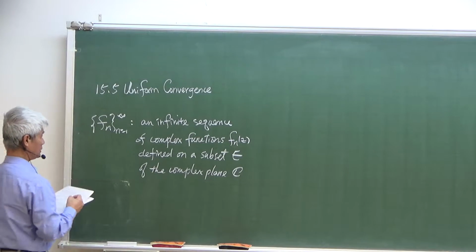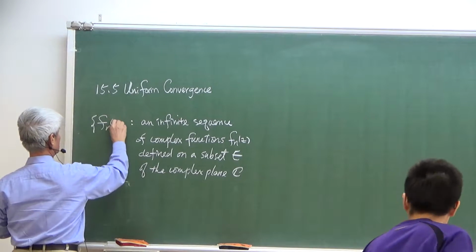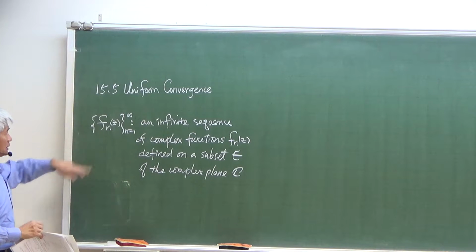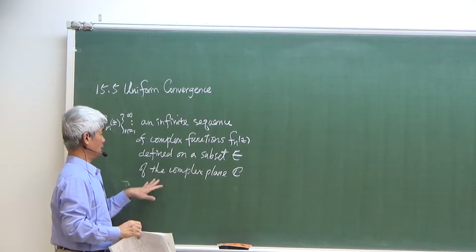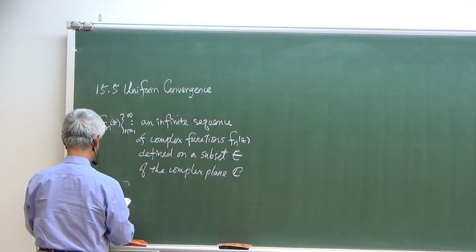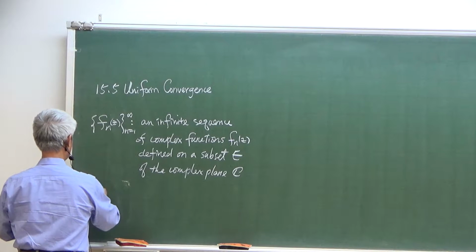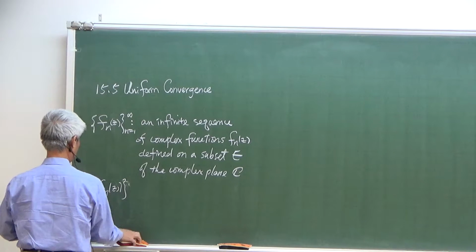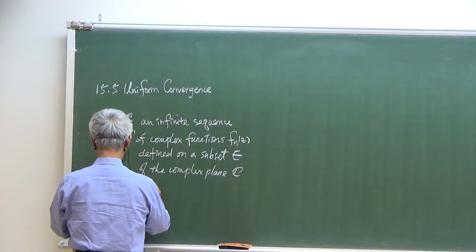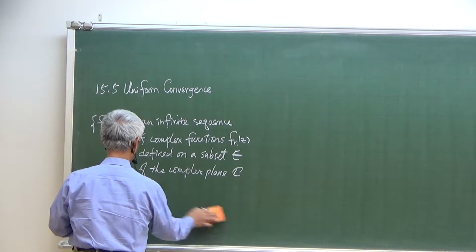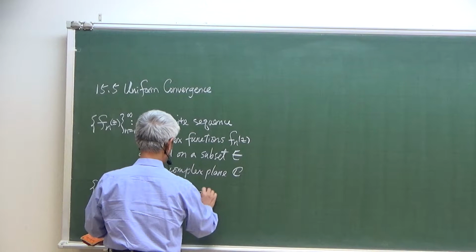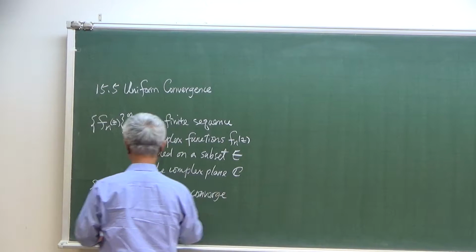Okay, so f_n is an infinite sequence of complex functions defined on a subset E of the complex plane. And this sequence f_n(z) converges uniformly.